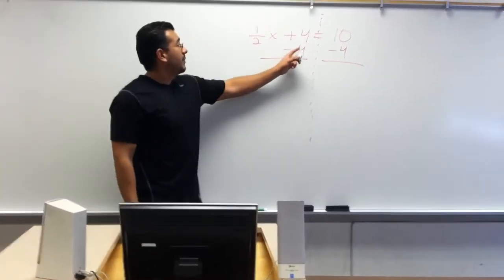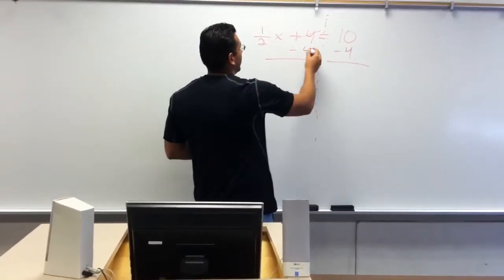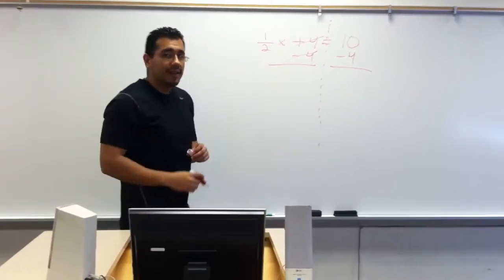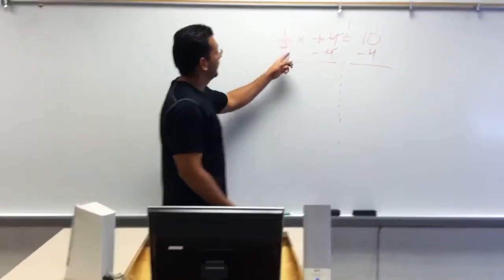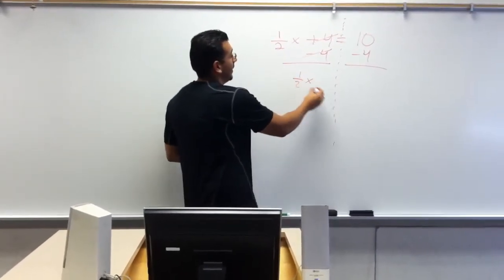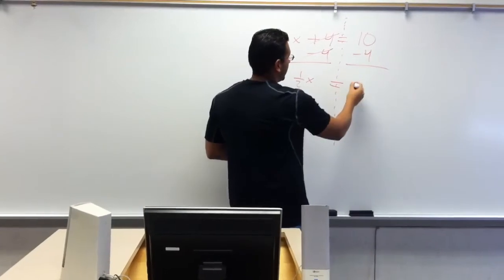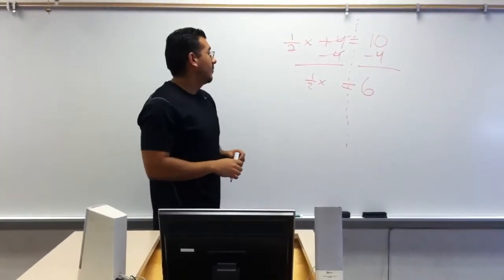Alright, so what happens to these two? Man, they cancel out, right? So plus 4 and minus 4, they cancel out. So what are we left with on the left hand side? Just this guy. 1/2 x equals 6.